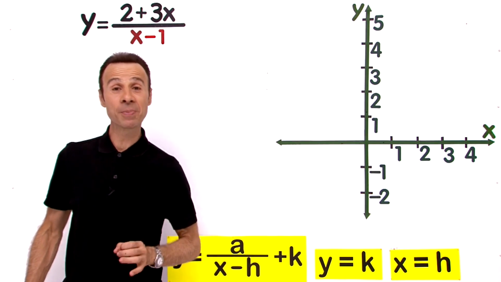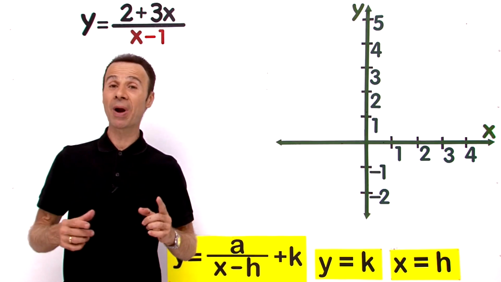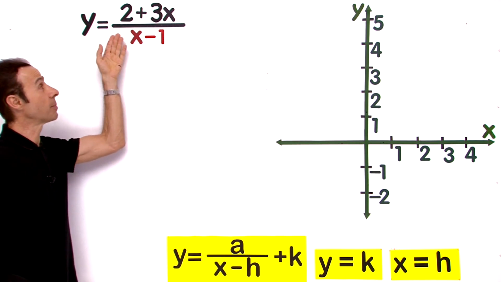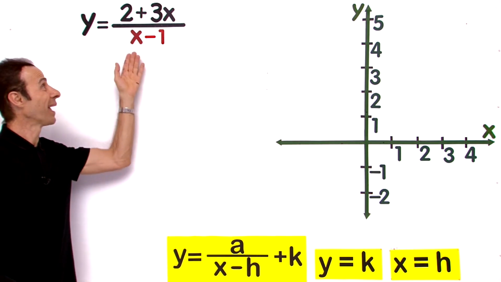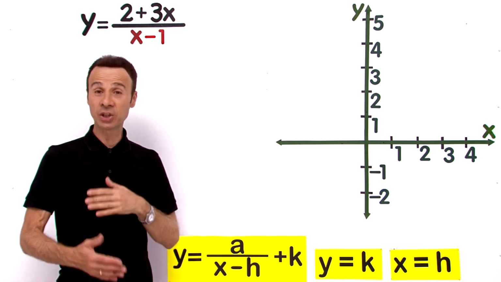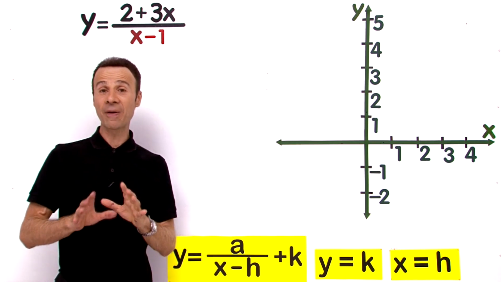Okay, in this video episode, I'm going to show you how to graph a rational function. Let me just read it to you. We have y equals, on the top, 2 plus 3x, down below, x minus 1. Now, in order for us to graph this, first we need to rewrite it in a graphing-friendly format.